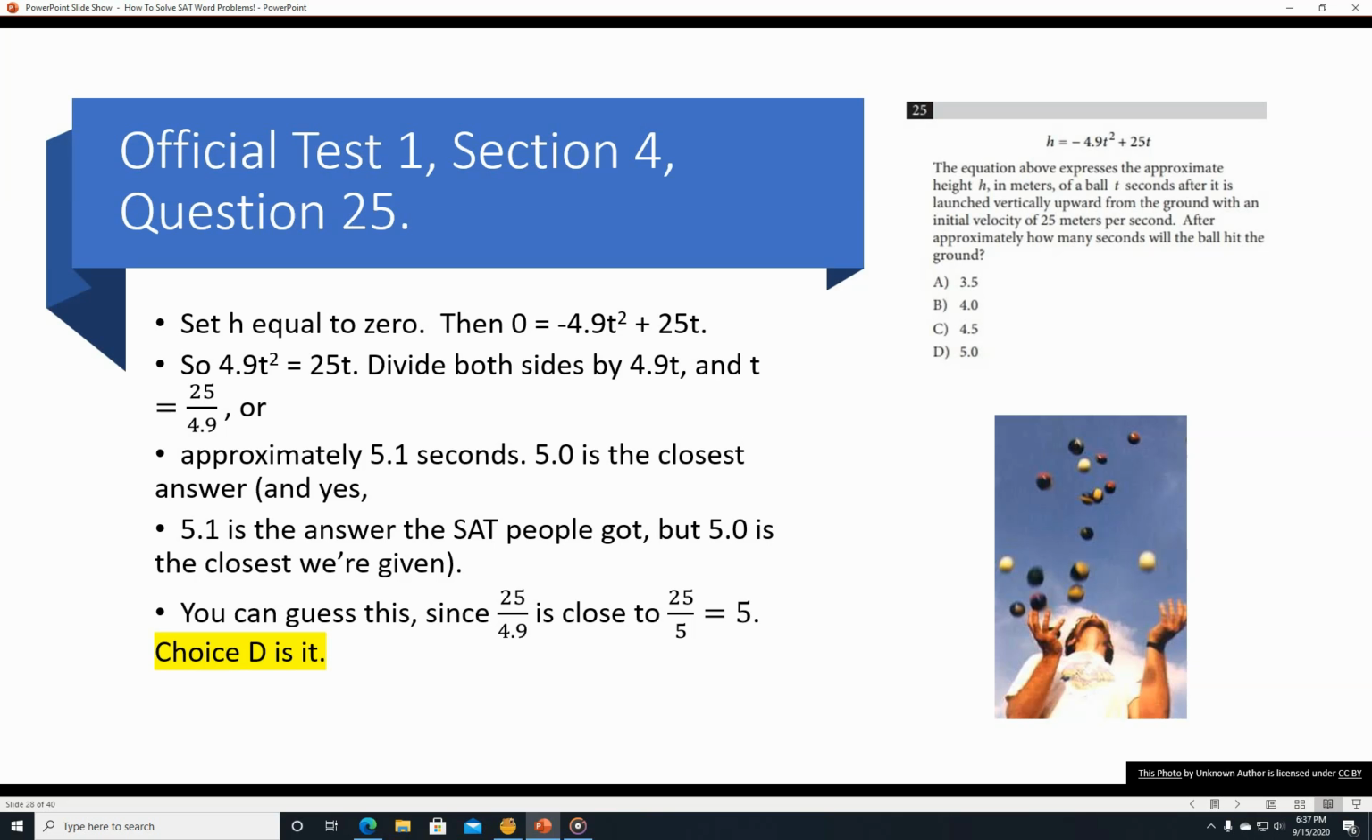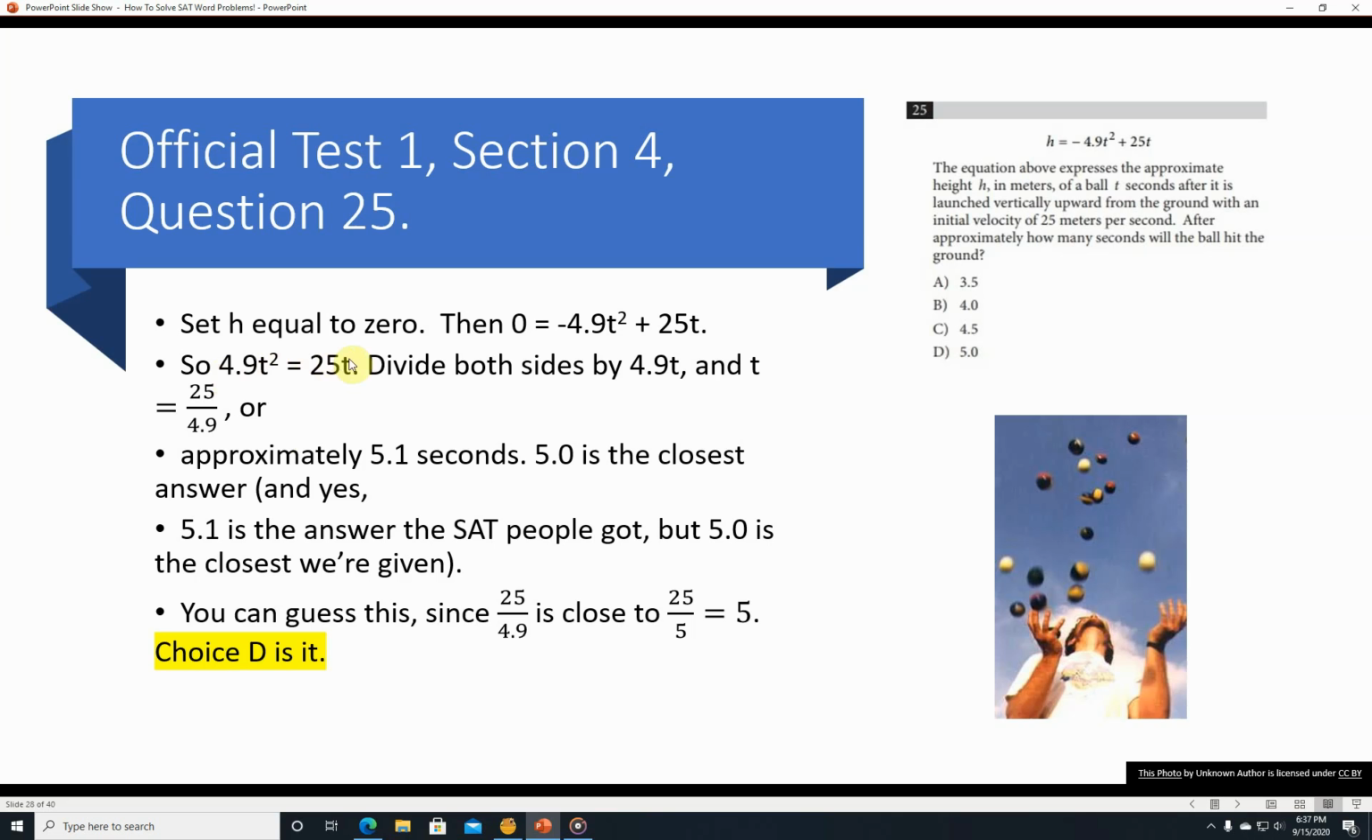So, after approximately how many seconds will the ball hit the ground? Well, first thing we can do is set h equal to 0 because we want to know when the ball is going to hit the ground. The ball hits the ground when its height is 0. So 0 is equal to negative 4.9t squared plus 25t.